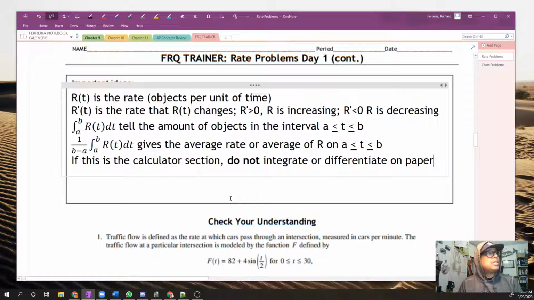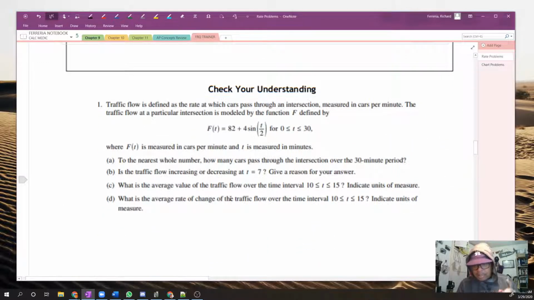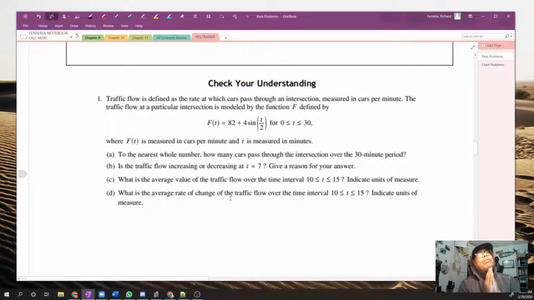Let's look at this check your understanding. This check your understanding is actually an AP problem. I don't remember what year this is, maybe 2004. Traffic flow is defined as the rate at which cars pass through an intersection, measured in cars per minute. The traffic flow at a particular intersection is modeled by this function. They give you a nice domain for t from 0 to 30. So to the nearest whole number, how many cars pass through the intersection in a 30-minute period?